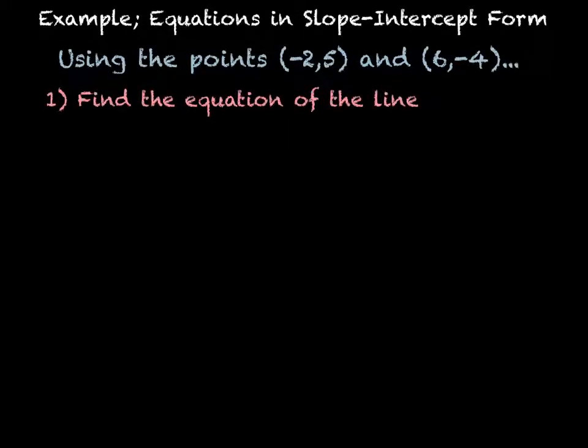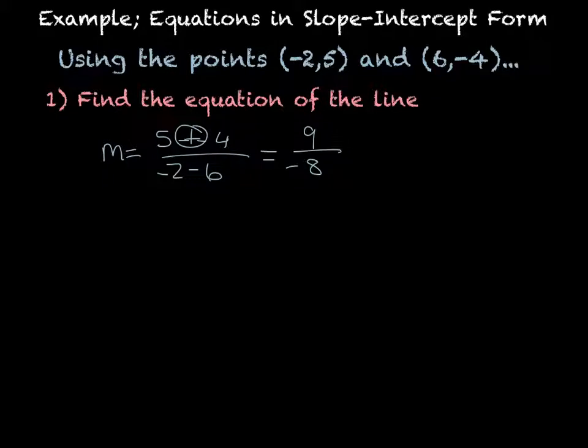For our first example, we want to find an equation in slope-intercept form. So we're going to use the points (-2, 5) and (6, -4) to find the equation of a line. So the first thing I'm going to do is find my slope. M equals, pick one of the y's, which is 5, minus my other y, which is -4, over my -2, make sure you match them up, minus 6. So that's going to give me a double negative, which makes that a plus, so 5 plus 4 is 9, over -2 minus 6 is -8, so my slope is -9 over 8.